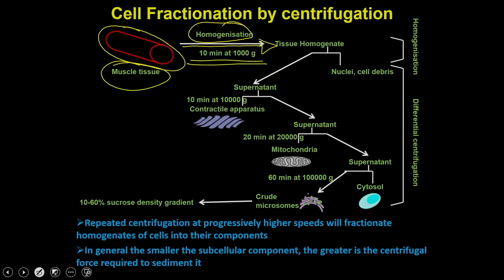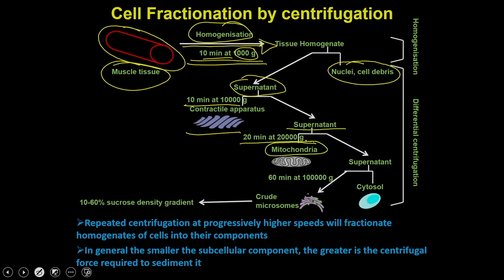Then you spin at 1000 G for 10 minutes, and that is going to remove the nucleus as well as the cell debris. Then you take the supernatant and spin at 10,000 G for 10 minutes, and that is going to remove the mitochondria and other things. Then you take the supernatant and spin at 20,000 G, and then spin it again at 1 lakh G for 60 minutes, and that is going to give you the microsomes or the endoplasmic reticulum fractions and the plasma membranes.